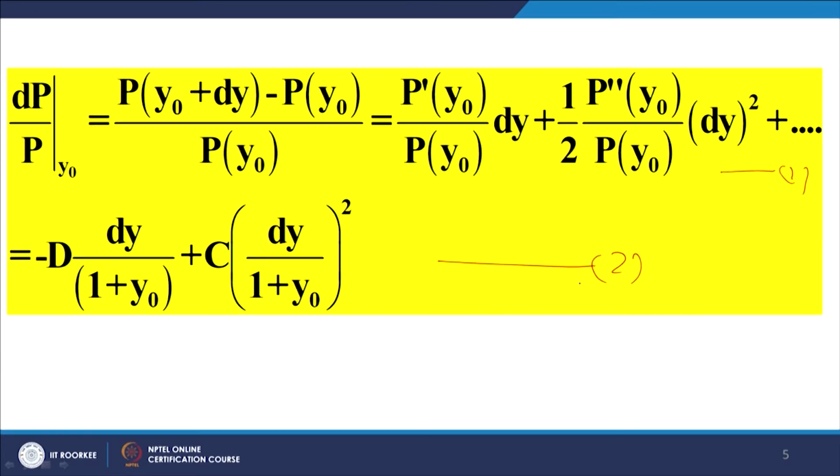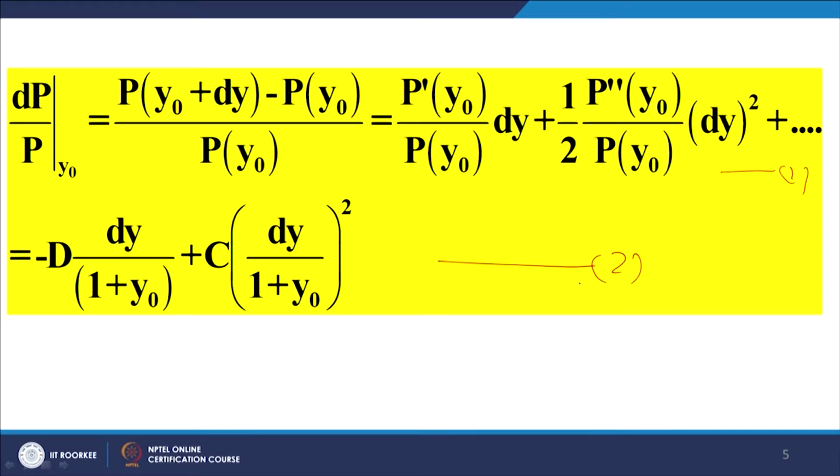So, what we get is the percentage change in price at a given point y 0 along the yield price curve is given by minus D dy upon 1 plus y 0, where y 0 is the given point at which the percentage change is being evaluated, plus C into dy upon 1 plus y 0 square. This is a very important formula.